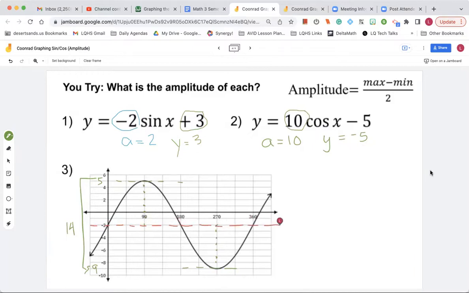is right there. And they want to know what's the amplitude. Well, the amplitude is the average. So the maximum of 5 minus -9, the minimum, divided by 2. So it's the average. 14 divided by 2, or in this case, the amplitude is equal to 7. There's the 7 and there's the 7.